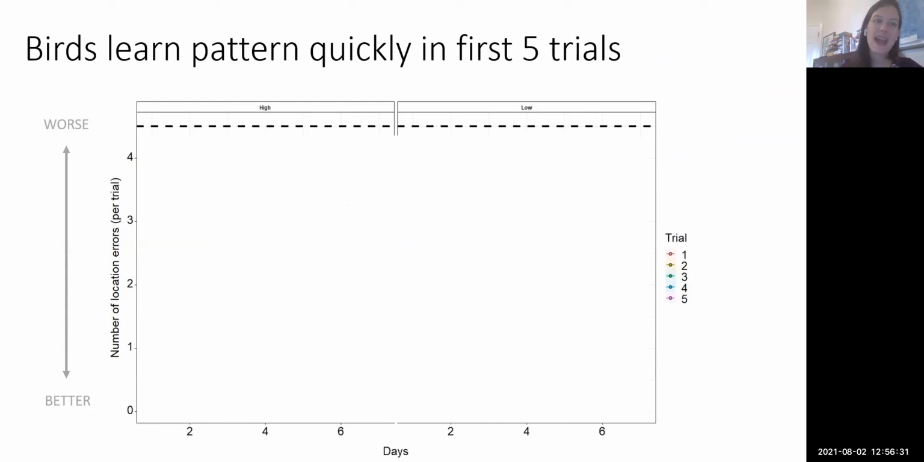In our data, I will show you on the x-axis the number of days of the serial reversal. I will show you on the y-axis the number of location errors per trial. Again, fewer errors means better performance on the task. And I will show you the performance across the first 5 trials.